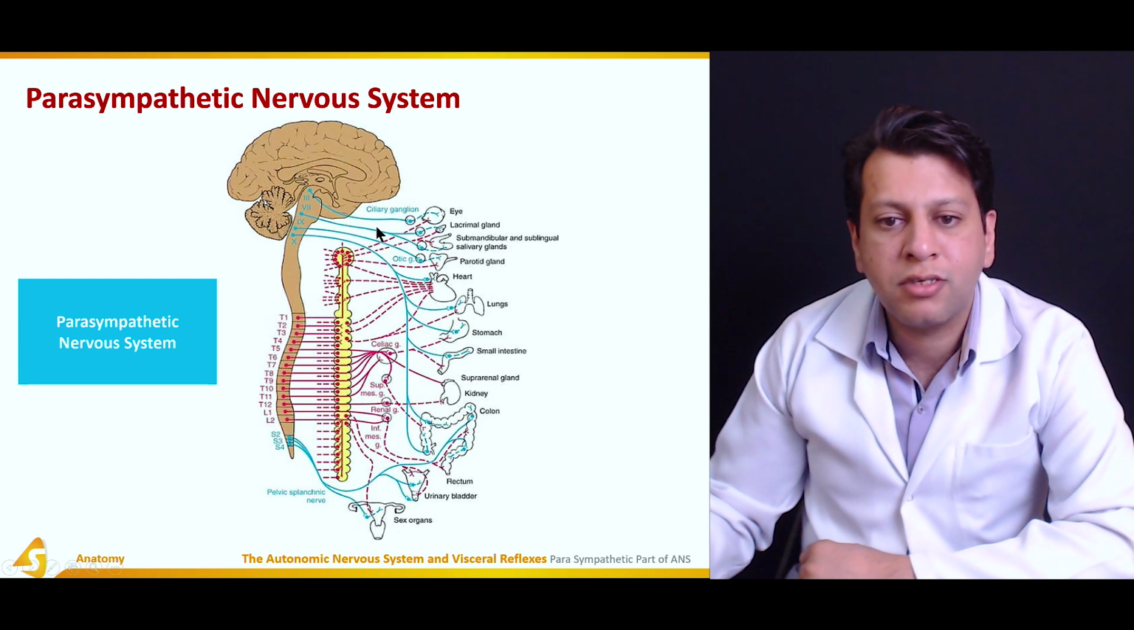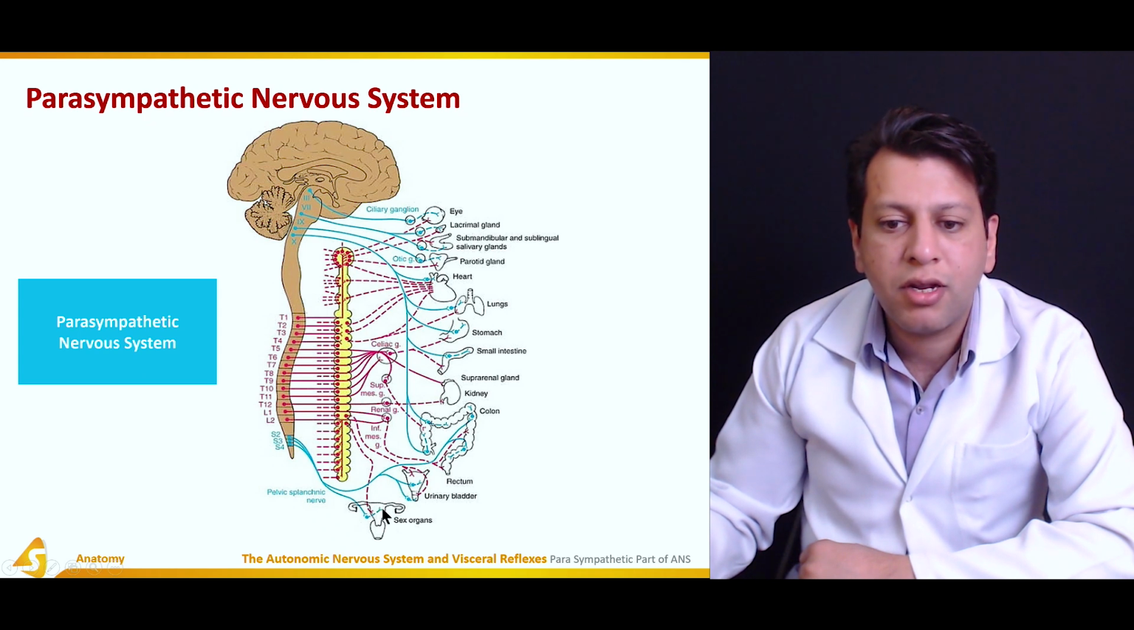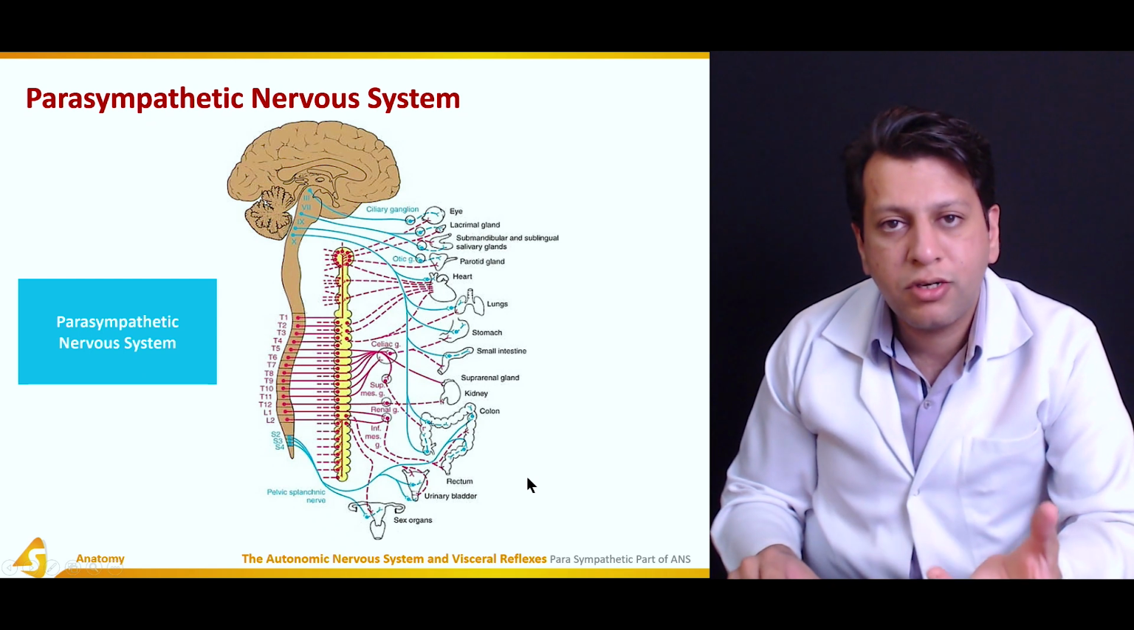For example, the 9th and 10th nerves are supplying the salivary glands, the parotid glands and some mandibular glands, while these are also supplying the heart, lungs, stomach, small intestine, suprarenal gland, and the small and large intestine, as well as the rectum and even the urogenital organs. But if you see over here, some part of the large gut and the urogenital organs are also supplied by the sacral outflow of the parasympathetic nervous system. So it's either from the cranium or the sacrum, and they go towards the viscera.